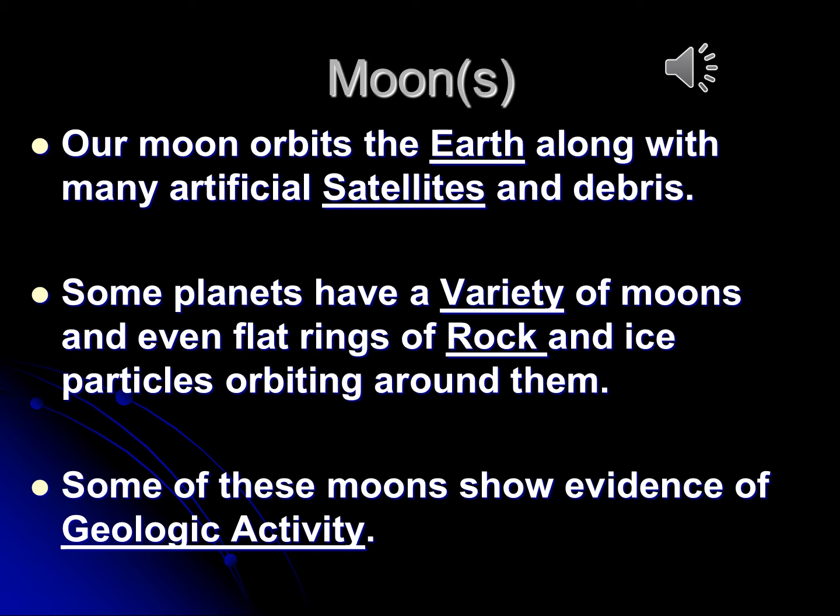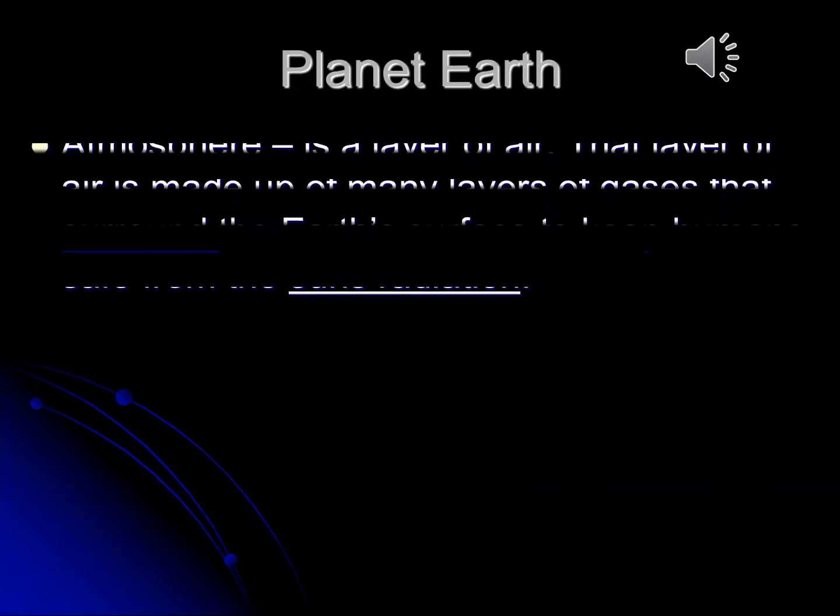Some planets have a variety of moons and even flat rings of rock and ice particles orbiting around them. Some of these moons show evidence of geological activities. Our moon actually does not have any geological activity. However, Jupiter's moon and some of Saturn's moons do.